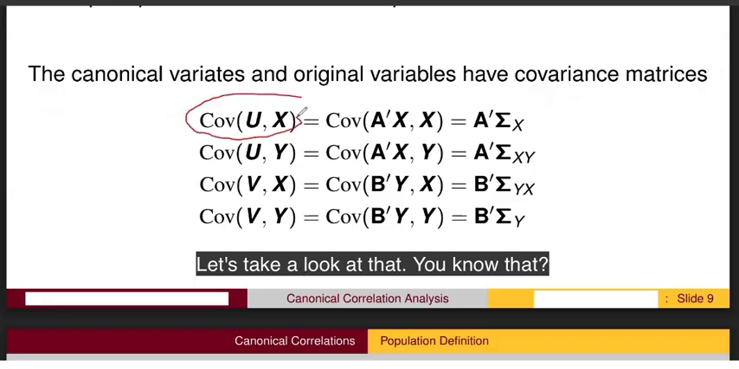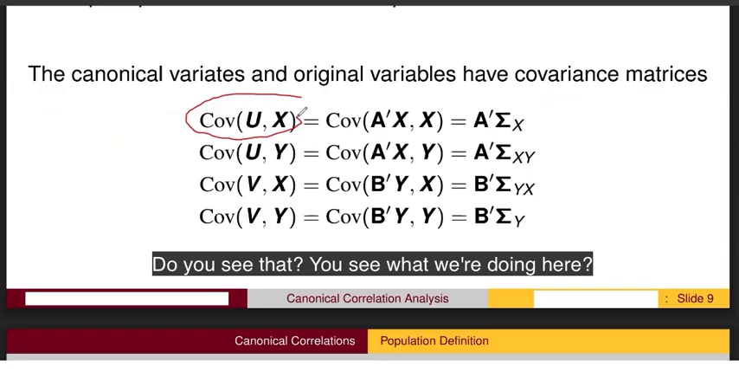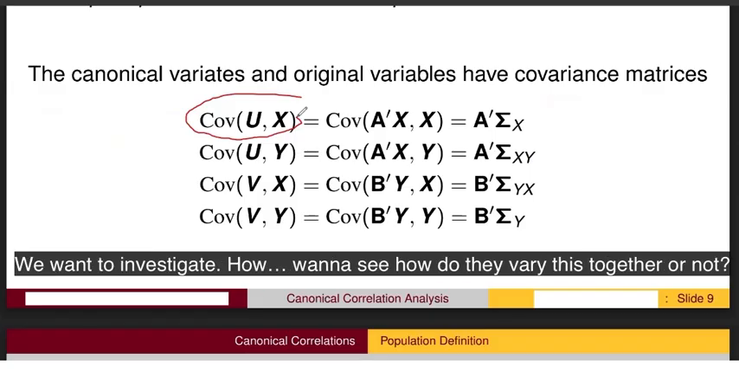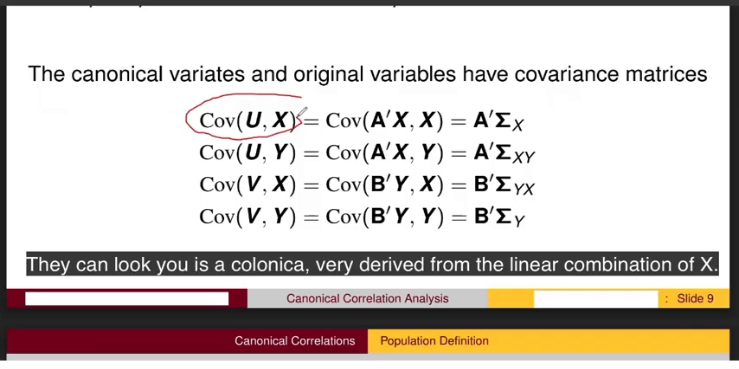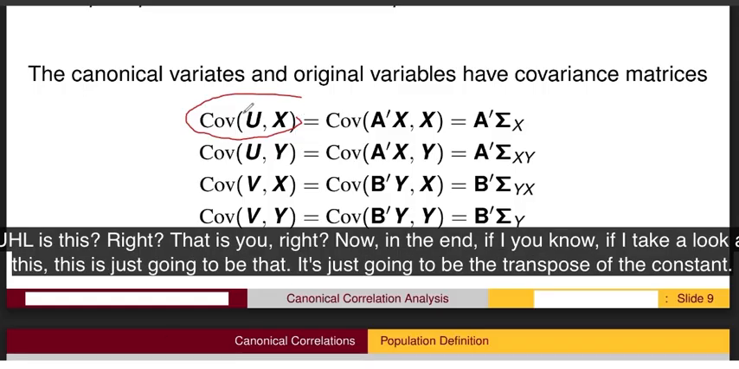What is it? We want to measure how the canonical variate that you derive from the set of X is related to the original X. Do you see what we're doing here? We want to investigate how they vary together or not. U is a canonical variate derived from the linear combination of X. But do you know that U itself, please pay attention, U itself is this, right?